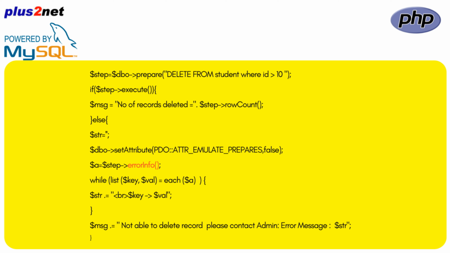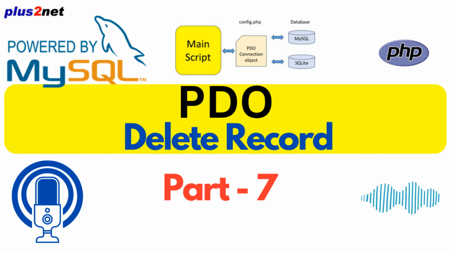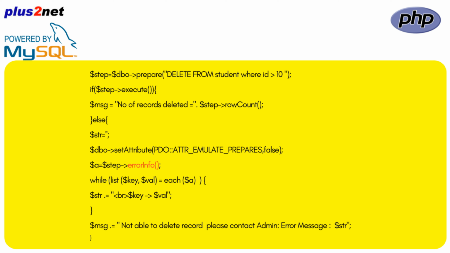So let's say you've written a perfectly valid delete query. Everything looks good, but for some reason it's just not deleting the right records. Instead of going down that rabbit hole of confusion, you can just call on errorInfo to shed some light on the situation. So we're essentially asking the database, hey, what gives? Why isn't this working the way it's supposed to?